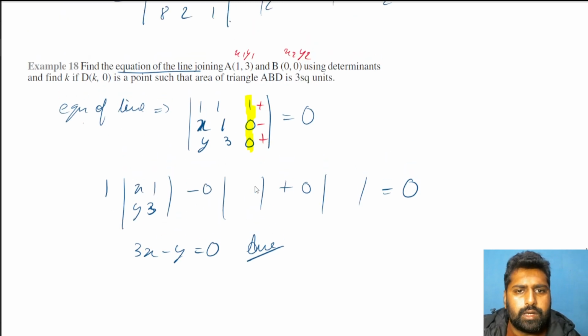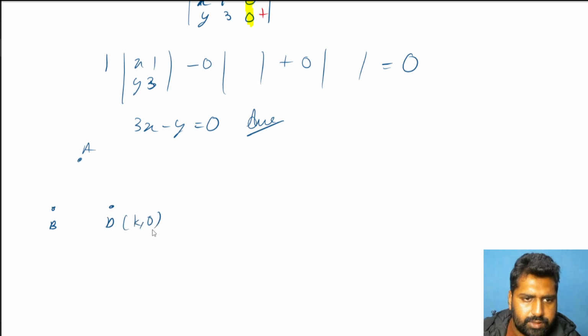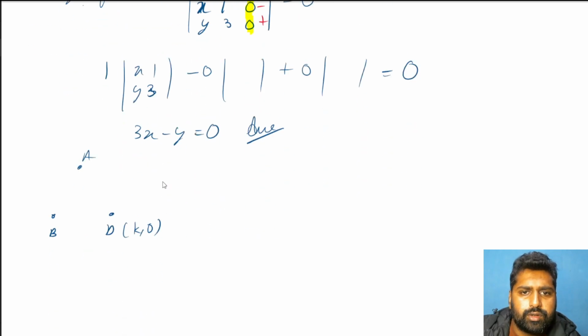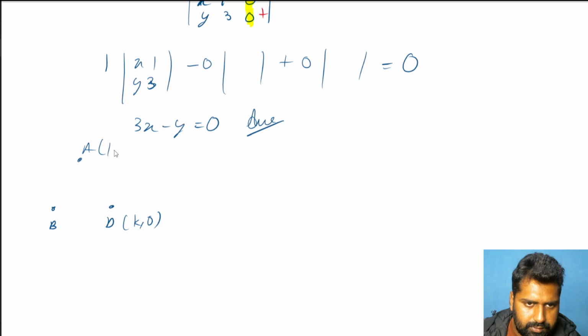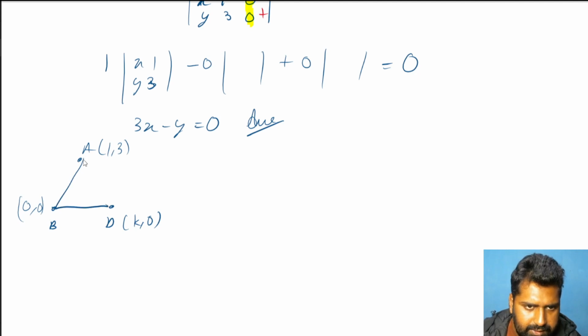Now he's saying find k if D is a point such that the area of the triangle ABD is 3 square units. So now you have 3 points: one is A, another is B, another is D. The coordinate of D is k comma 0. A is 1 comma 3, B is 0 0. That means B is the origin. He is saying that the area of this triangle is 3.